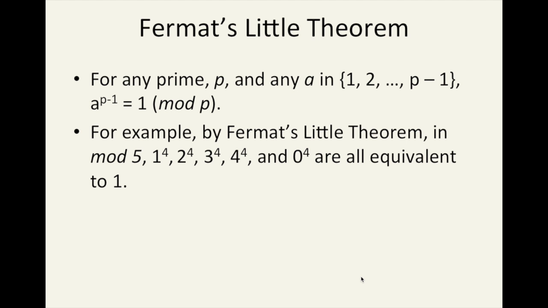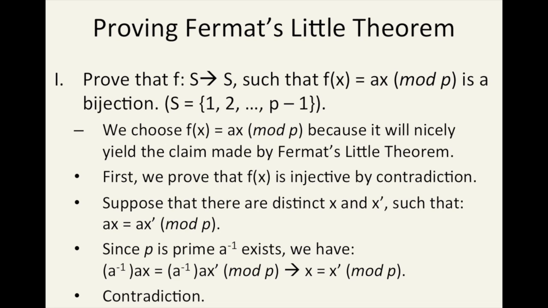Now we'll use this idea of a bijection to prove Fermat's Little Theorem. Specifically, Fermat's Little Theorem states that for any prime p and any a in the set 1 all the way to p minus 1, a raised to the p minus 1 power is equivalent to 1 in the world of mod p. So for example, if we were working in the world of mod 5, then 1 to the 4th, 2 to the 4th, 3 to the 4th, 4 to the 4th, and 0 to the 4th. Oh, that's actually an error: 0 to the 4th is actually 0, not 1. So just 1 to the 4th, 2 to the 4th, 3 to the 4th, and 4 to the 4th are all equivalent to 1. Now we're going to move on to the proof.